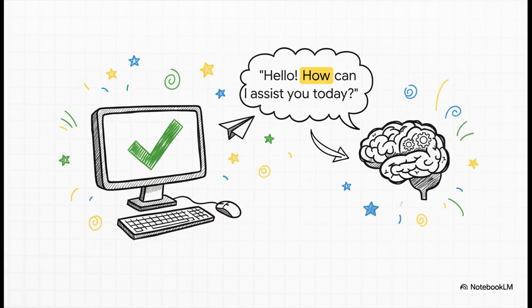That little sentence is a huge win. That means we did it. We've gone from just an idea to a fully functional, secure, professional development environment that is talking to one of the most powerful AIs in the world.